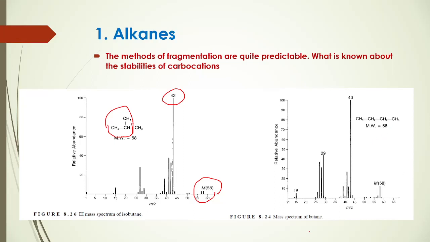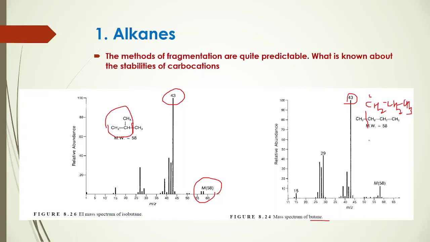Now you can see here in the second example, that is butane. Butane doesn't have many substitutions, so it will break in such a way that it will form a secondary carbocation. So you can see 12, 24, 36, 37, 38, 39, 40, 41, 42, and 43. This 43 corresponds to the radical cation of CH2, CH2, and CH3. So this is how we can predict the fragmentation pattern of alkanes by the stability of the carbocation.